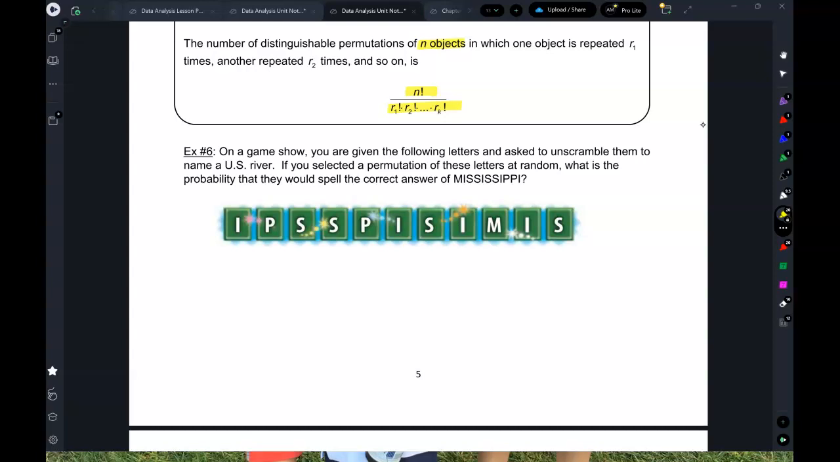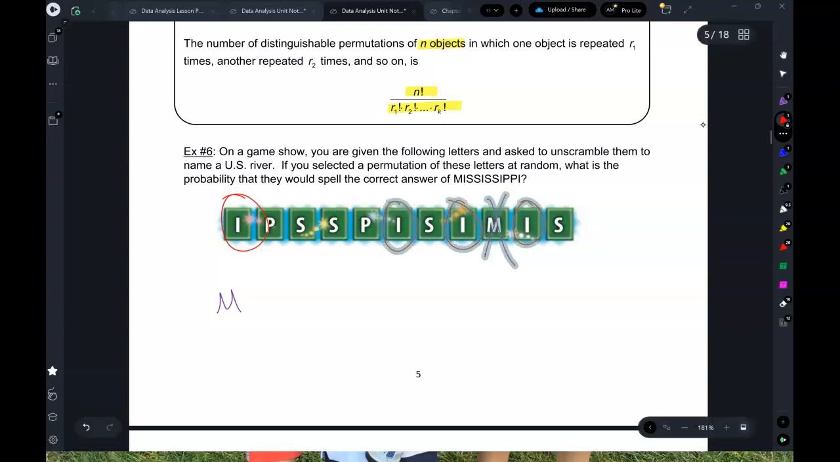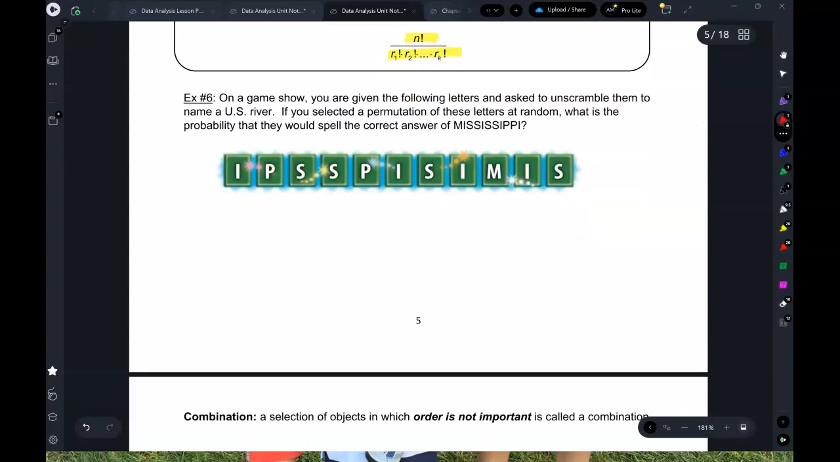Or imagine these are all in a bag and you're blindfolded and you're picking out one at a time. What are the chances that you'll spell out Mississippi? Now suppose you choose M. Whether you choose this I or this I or this I or this I, it doesn't matter. They'll still spell out Mississippi. So all of those are repetitions that we need to take out of the equation. So how many total letters are there in Mississippi?